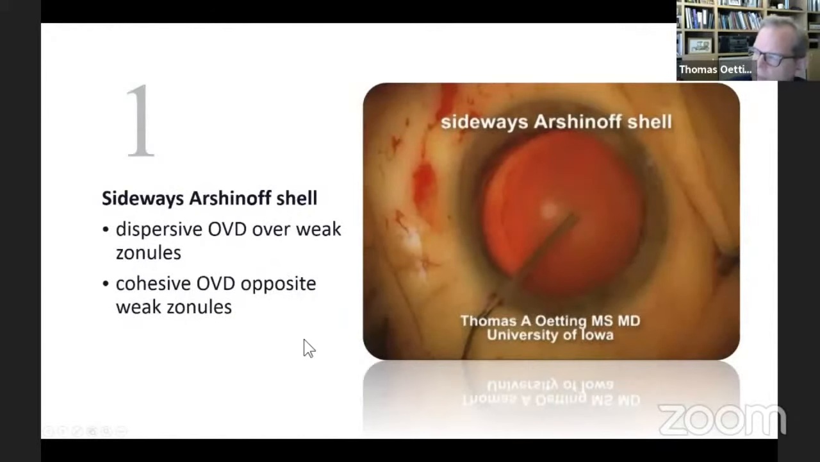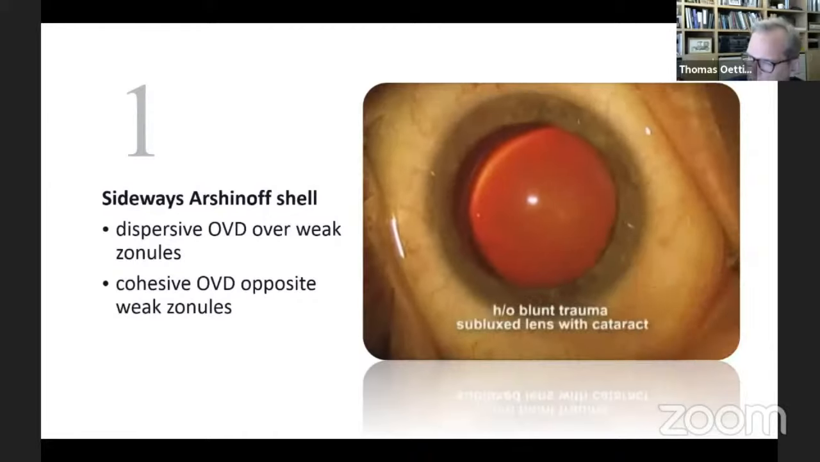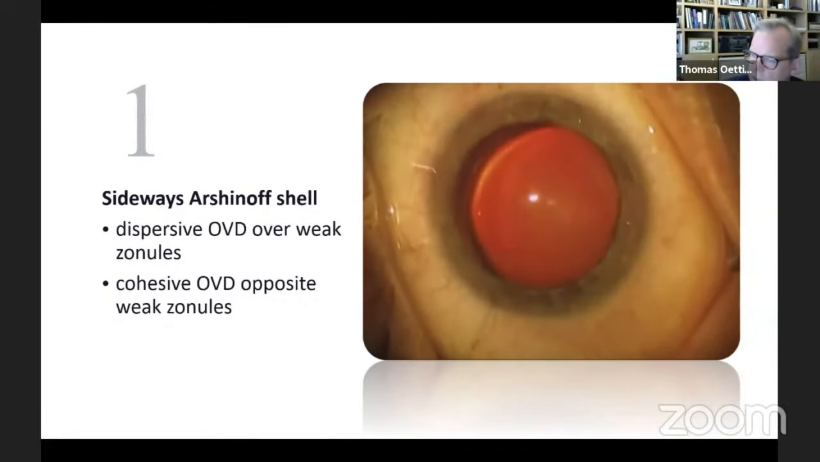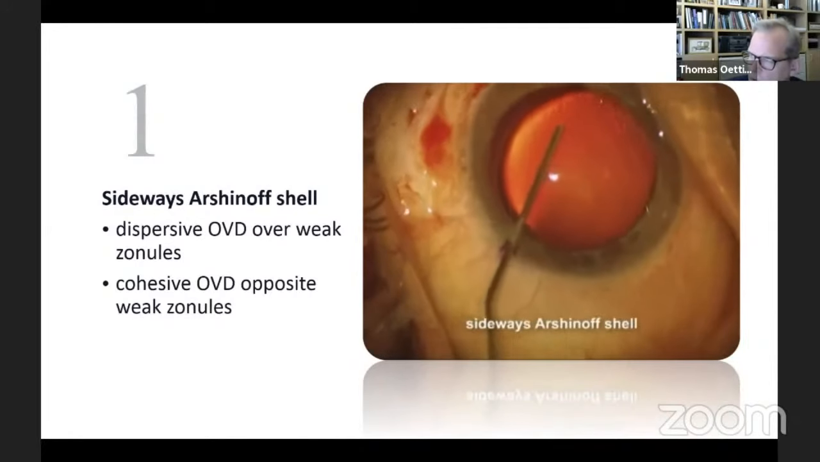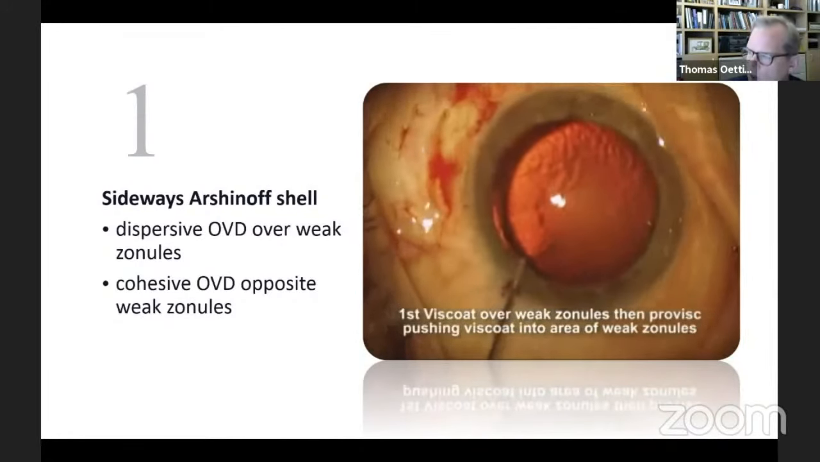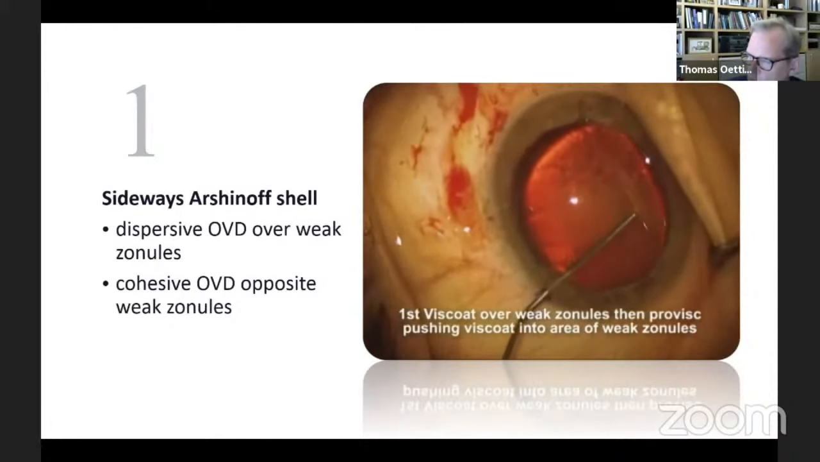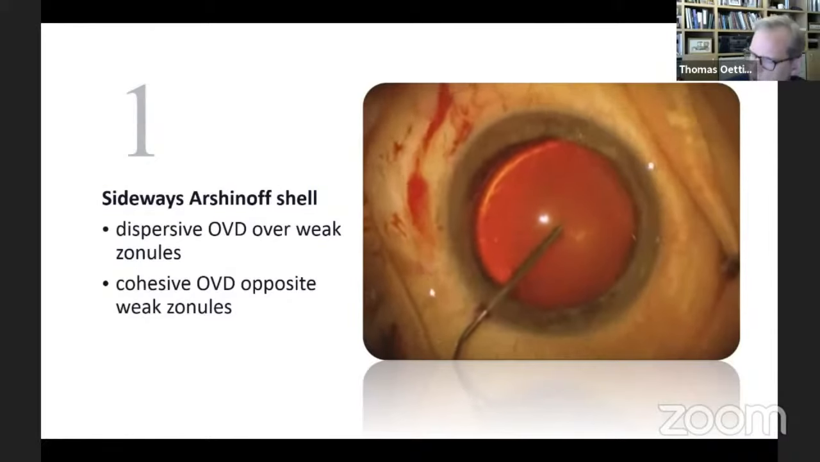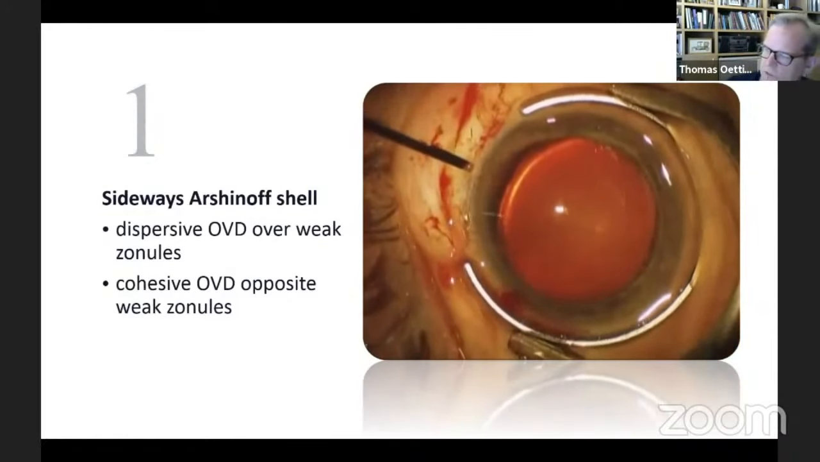So the first one I think is really important and it's kind of subtle, and that's the idea of using a sideways Arshinov shell. So the idea here is we're going to place dispersive viscoelastic in the area of the weakened zonules, as you can see here in this video. And now across from that, we're going to place cohesive viscoelastic, and we're going to use that cohesive viscoelastic to jam the dispersive in place.